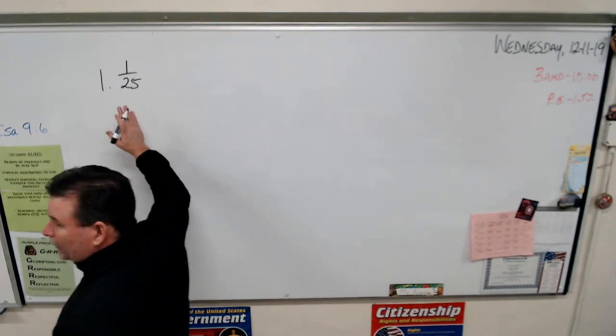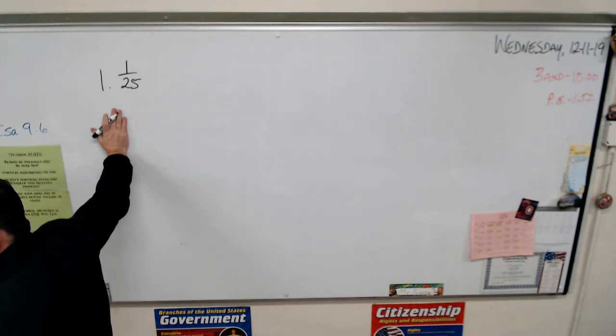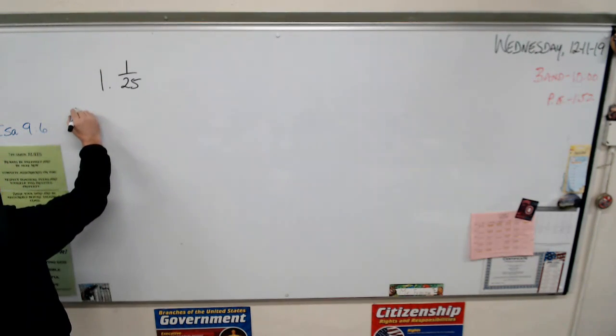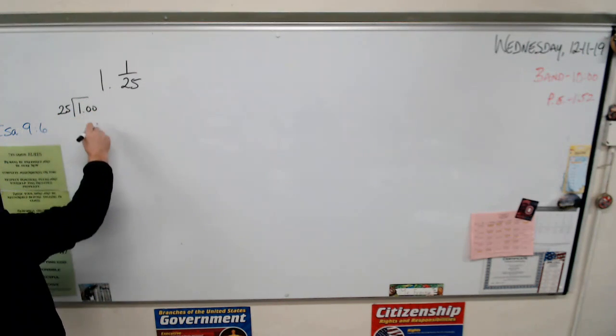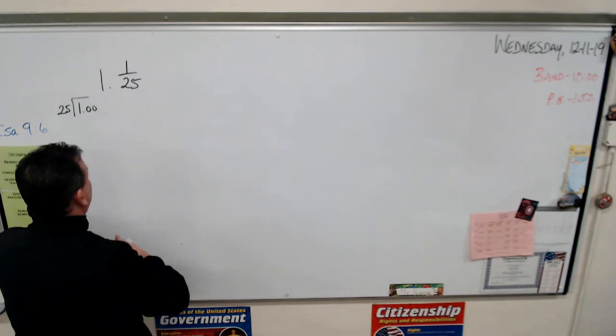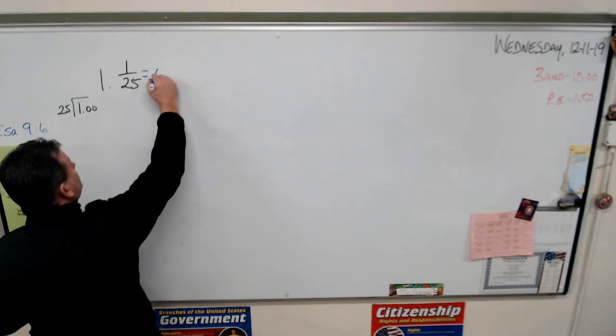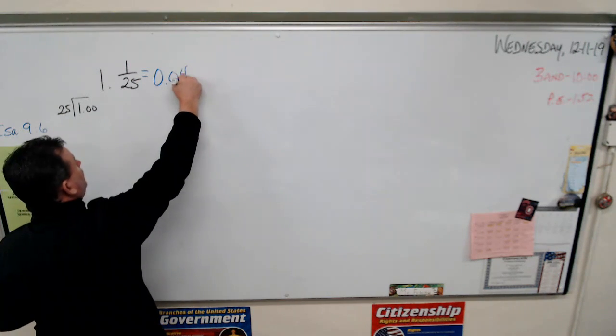How do you find out what 1/25th is as a decimal? You divide 1 by 25, and you get 0.04.